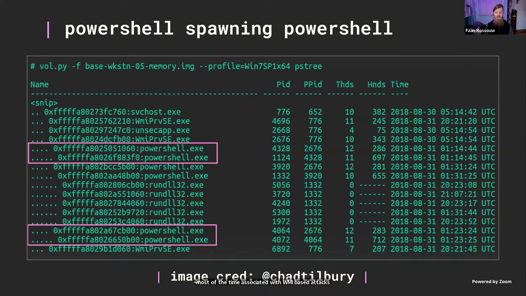We also see two instances of PowerShell spawning PowerShell. Again, let's assume this is not a sysadmin's system. This is a regular user system. Usually what that means is an encoded PowerShell has been run. And so we'd certainly want to follow up and understand what happened there, and why this occurred.